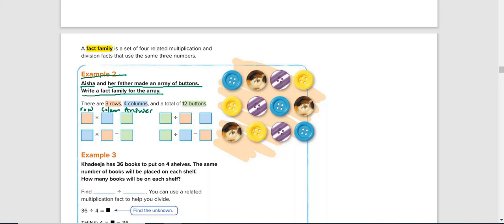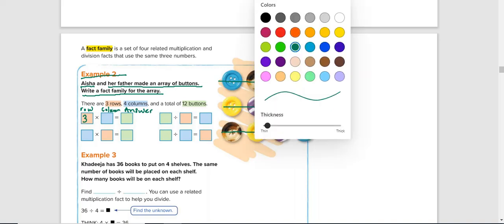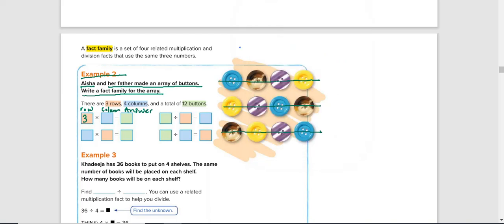So to identify your rows, of course, don't forget these are your rows: row 1, row 2, and row 3. So there are 3 rows. Similarly, let's check out for the column. Remember, it runs from up to down. 1, 2, 3, and 4. So there are 4 columns. If you count all the buttons we have here, you will count 12. And 3 times 4 is also 12.